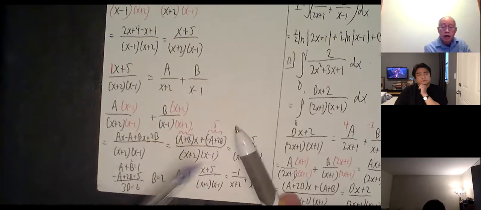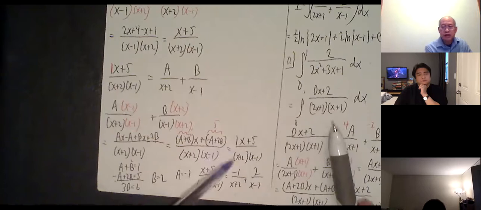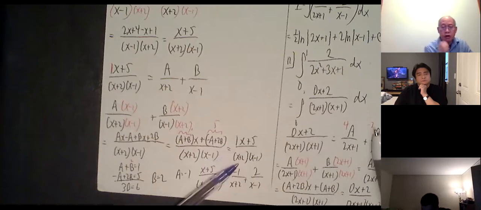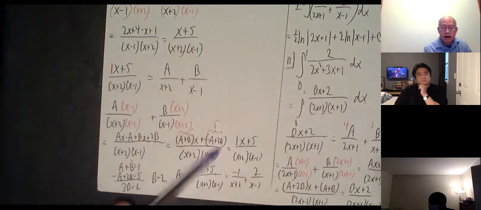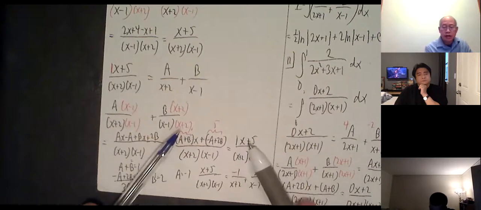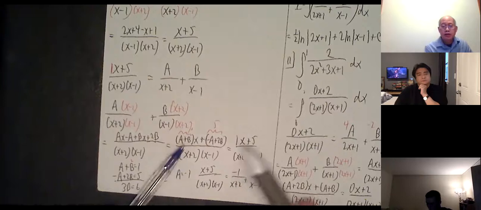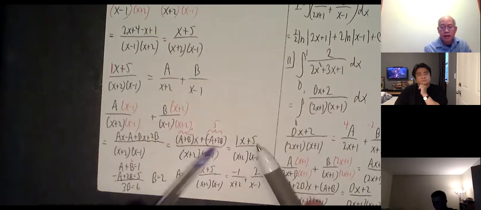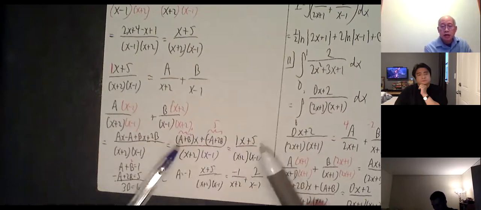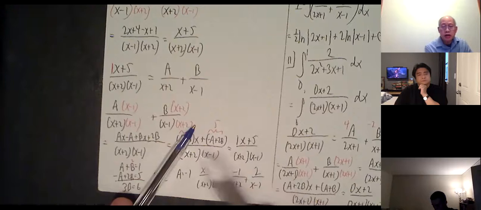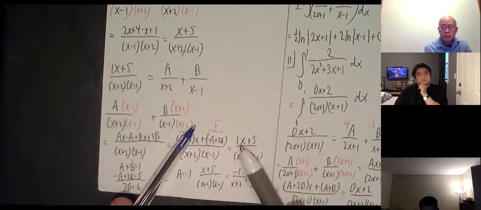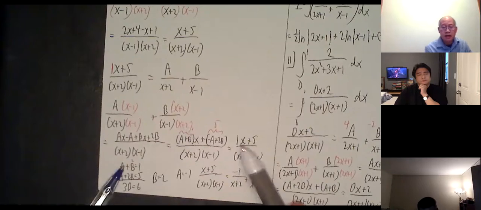And what's my goal? I want it to equal x plus 5, or 1x plus 5, over (x plus 2)(x minus 1). Okay, so how can I get this fraction to match this fraction? Well, the bottom's already the same, so I just have to make the tops the same. I need this to equal this. Well, I've got a coefficient of x. This is 1x. That means I better make this equal to 1. A plus b has to equal 1.